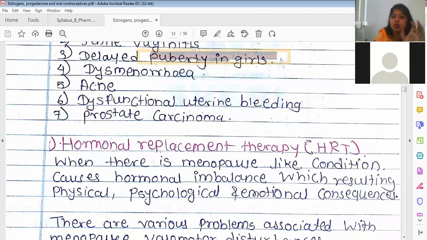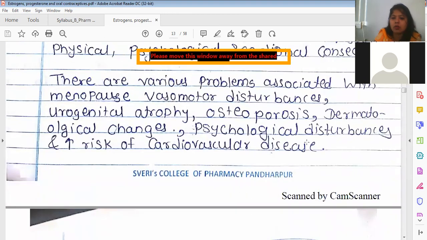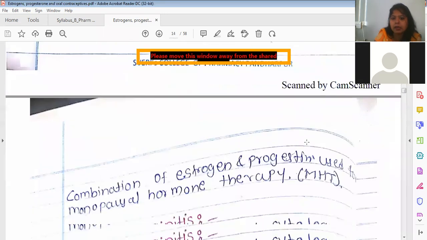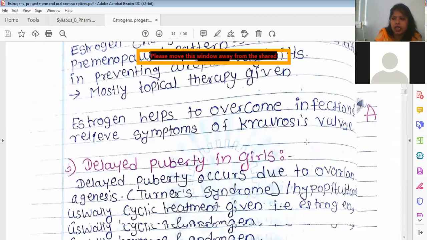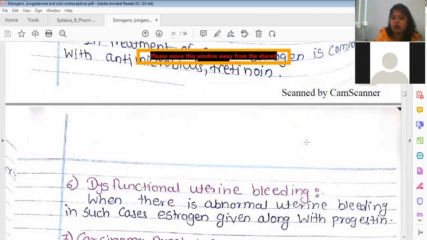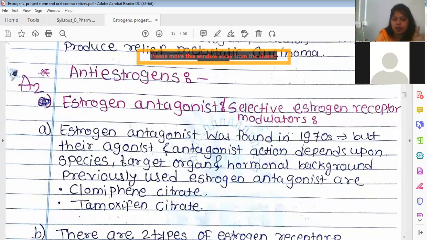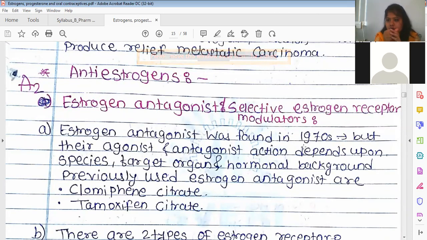What is it? You may read later. Okay, I will not explain what is meant by menstrual dysfunction, prostate carcinoma. I will explain all here. If you read, at that time you will come to understand that. Okay, what is meant by dysmenorrhea, what is meant by acne, or what are all the things. Clear? Then next part, that is the anti-estrogen.